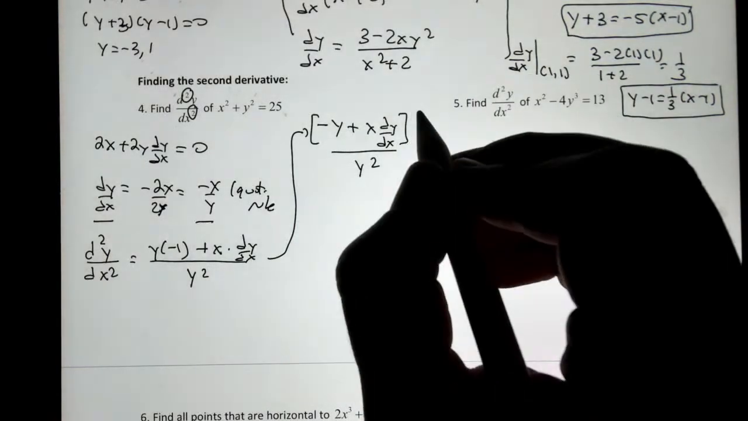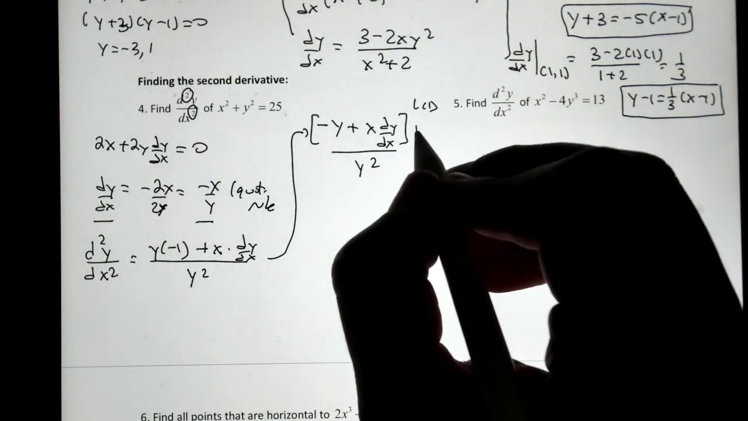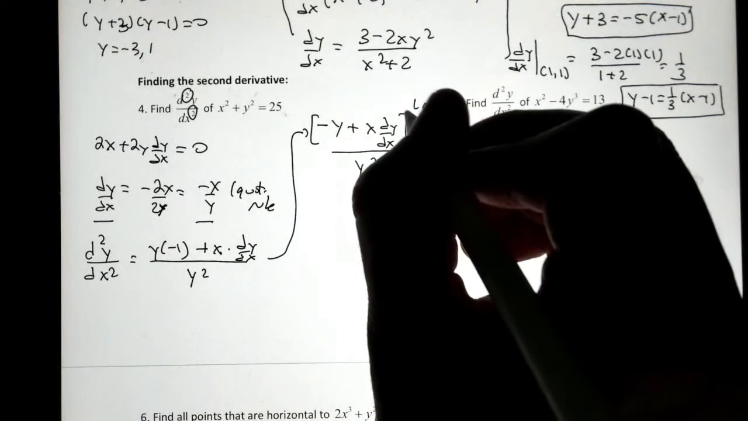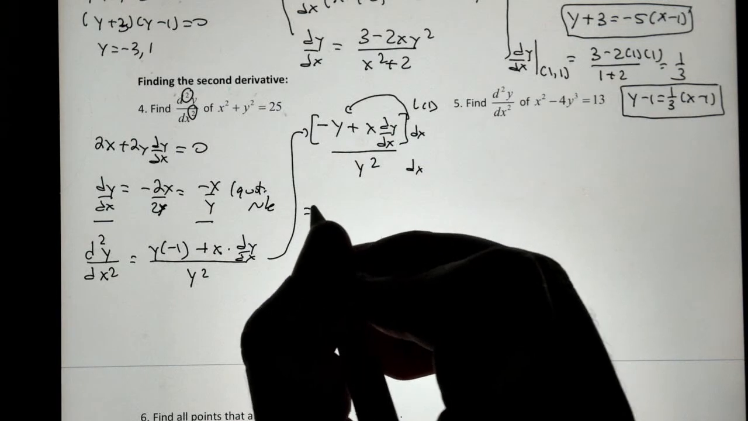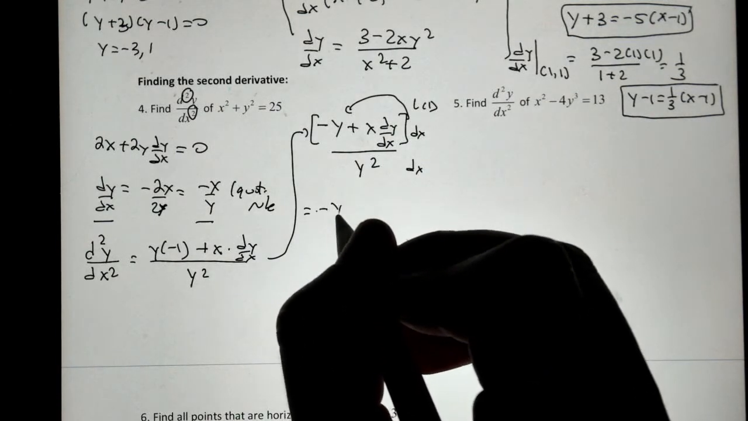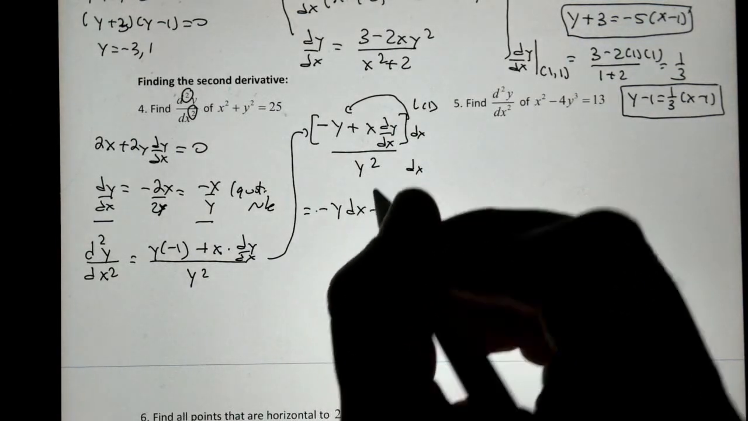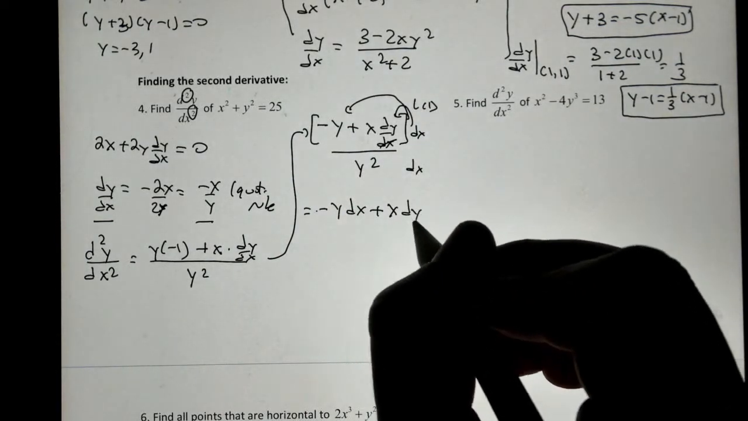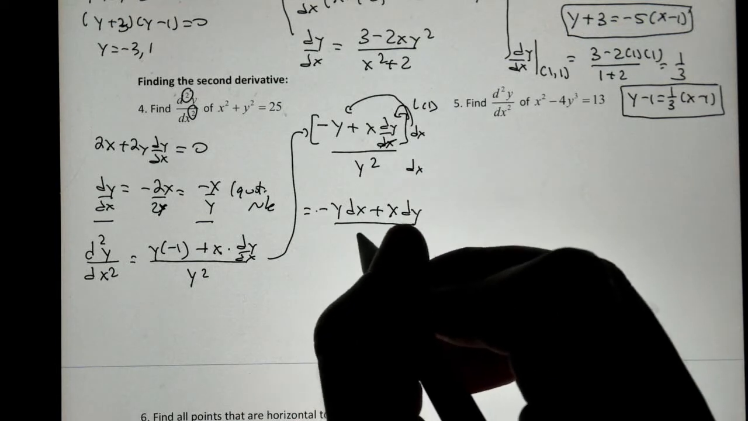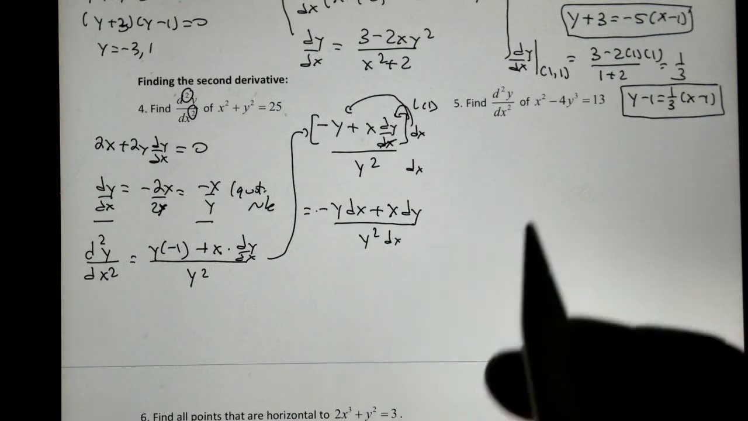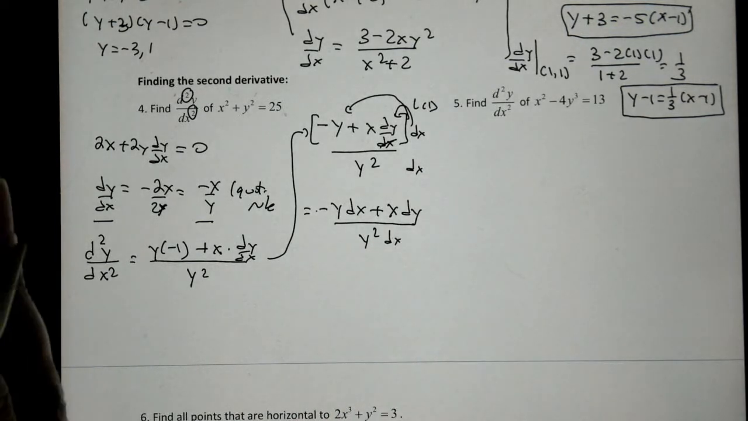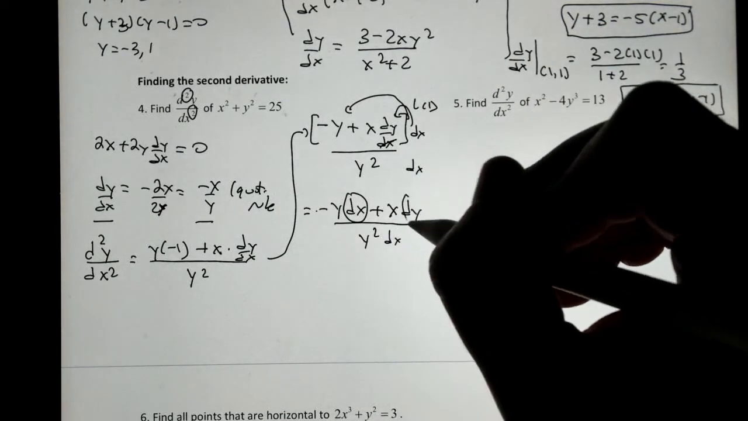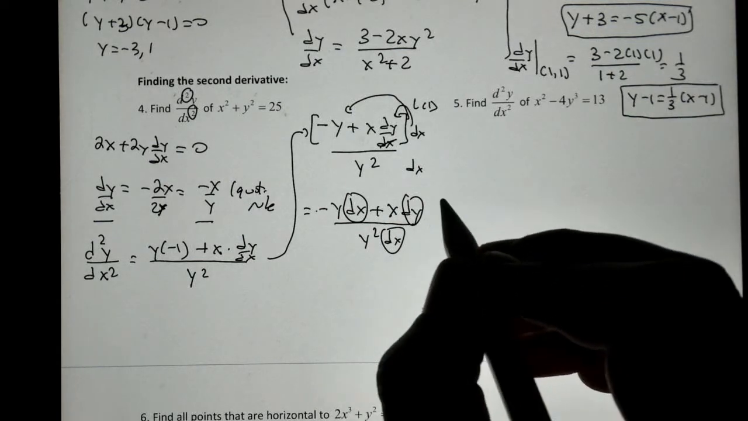I just need to multiply by my LCD. That's that dx. I can multiply by that, top and bottom. And I distribute. If I distribute to the first one, we're going to get negative y dx plus, distribute here, the dx's cancel, and I'm left with x dy. On the bottom, we get this y squared dx. Now, we can't leave it like this because we don't like to have dx, dy like these in our equation, so I'm going to replace them.